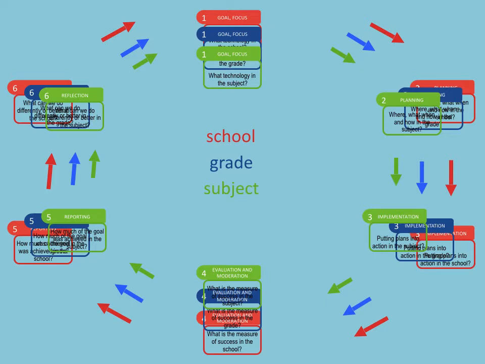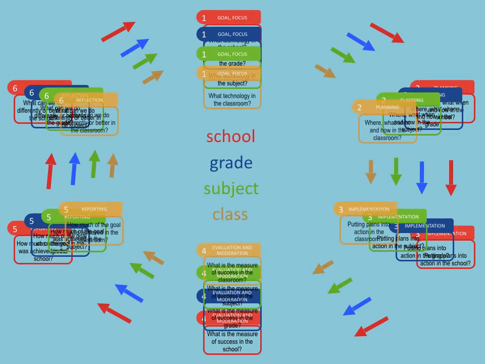On a subject level, it's also important to have subject-specific curriculum cycles. The introduction of technology in different subjects is going to be different. They're going to have different goals. They're going to have different implementation of it in the classroom. But even more importantly, they're going to have different feedback and reporting and reflection to feed back into the main school's curriculum cycle. And then, of course, as we said earlier, the most important is the class.